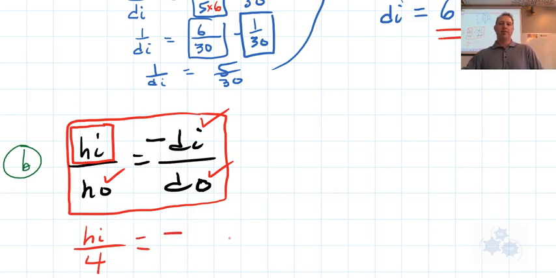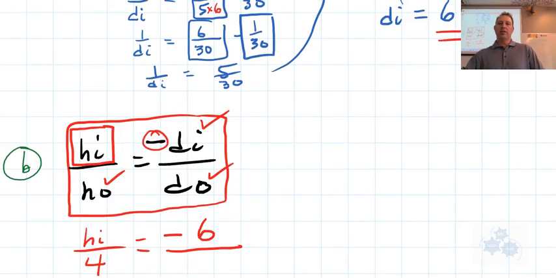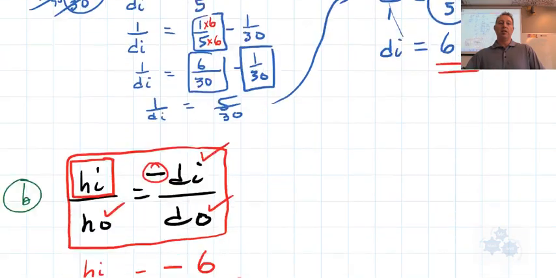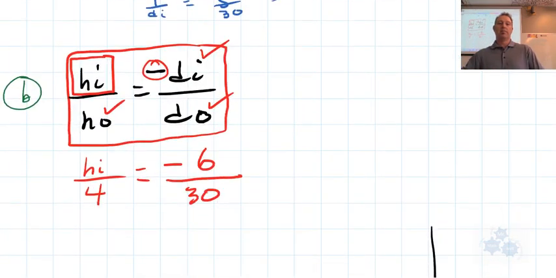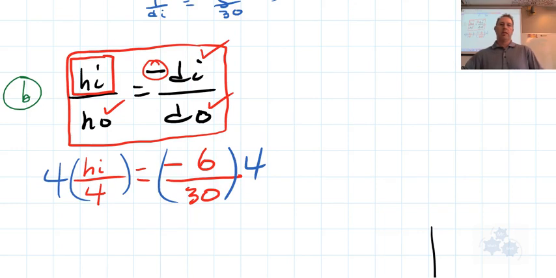Equals negative. Now, negative what? Well, DI is 6, so let's just put a 6 in there. So you see how that positive 6 becomes a negative 6 because of this negative sign? And the distance of the object we said was what? 30 centimeters? So are you seeing how I'm filling this equation out here? Okay, so if I want to get rid of that 4, I multiply both sides by 4 because that will in effect get rid of the 4 over here.